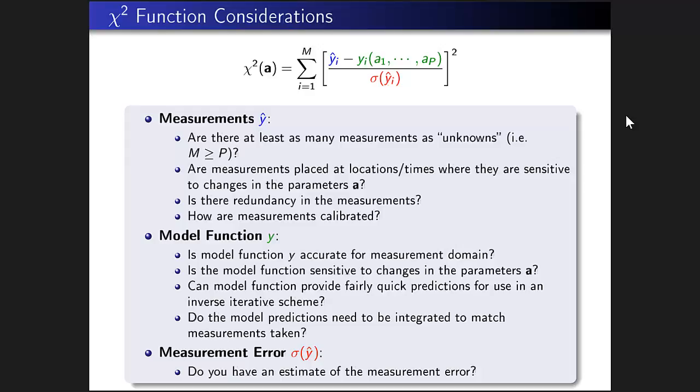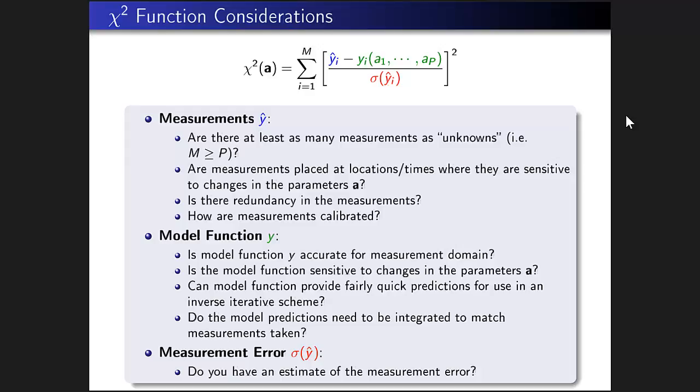You want to consider, is there redundancy in the measurements? That's getting back to the assumption of the maximum likelihood. It's possible that you have more measurements than you need. You could do with far fewer and still obtain the same answers. And David talked a lot about this. How are the measurements calibrated? So those are the kinds of considerations you have to think about when you're looking at the measurements that you're choosing.